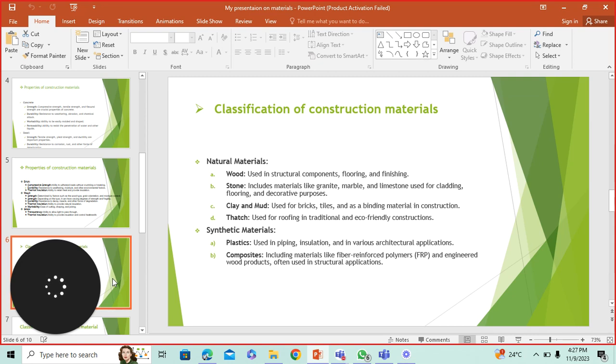Okay, so maybe to speak about the wood used in structural components, flooring, and finishing. Roofing can also be done with wood. Stones, which include materials like granite, marble, limestone, used for grading, flooring, and decorative purposes. Clay and mud, which are used for baking of bricks, tiles, and as binding material in construction. We have thatch, traditional materials used for construction, the grass.